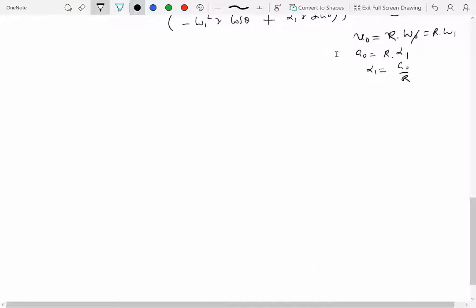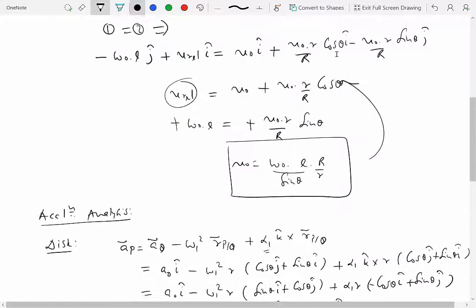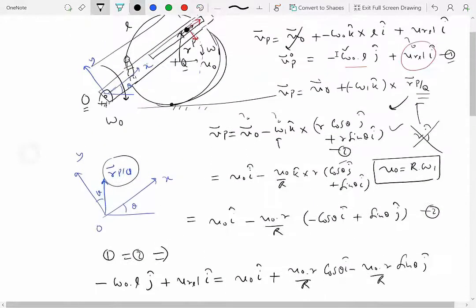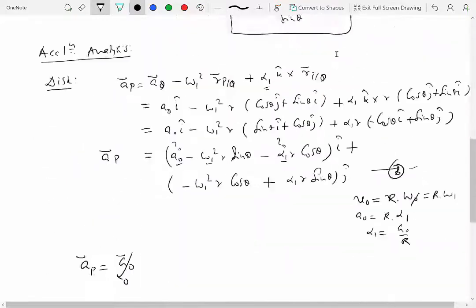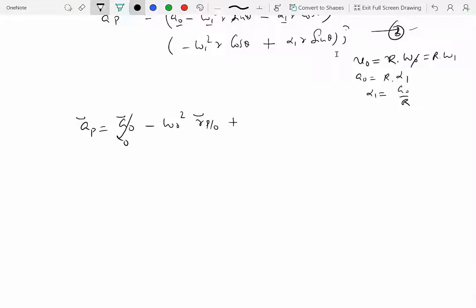So let's do that. Acceleration of P, choosing O as a reference point, which by the way is a fixed point, right? This point O over here is a fixed point. It doesn't move. Minus omega 0 squared r of P with respect to O plus alpha 0 k hat cross r of P with respect to O.